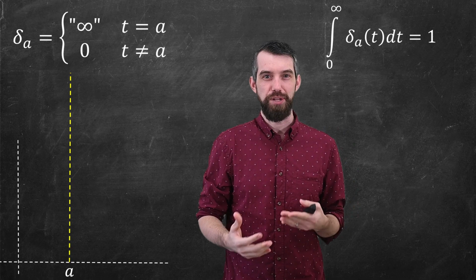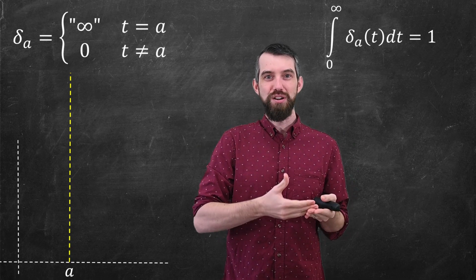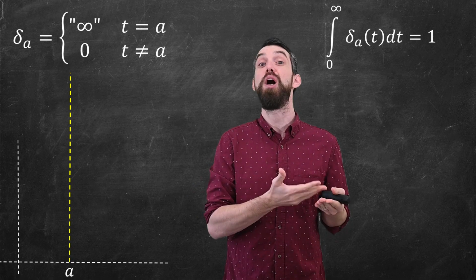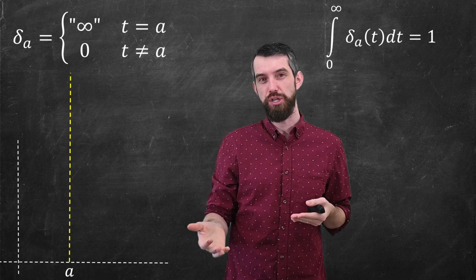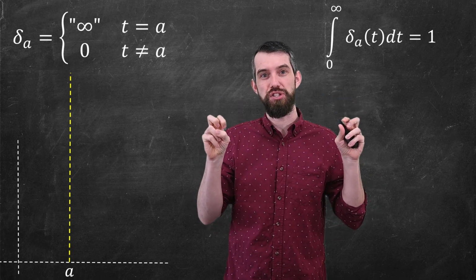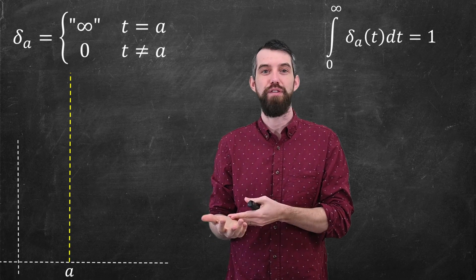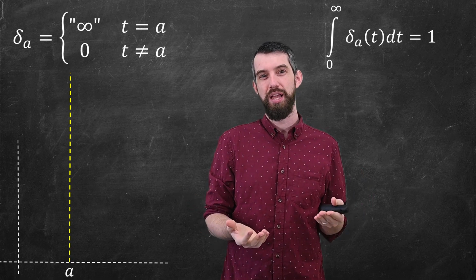Now, what is this object? It's not really a function because, well, the function value at a is not some number, which is necessary to be a function. But we can call it a generalized function, or sometimes this is called a distribution if one wants to think of it from more of a probabilistic perspective.